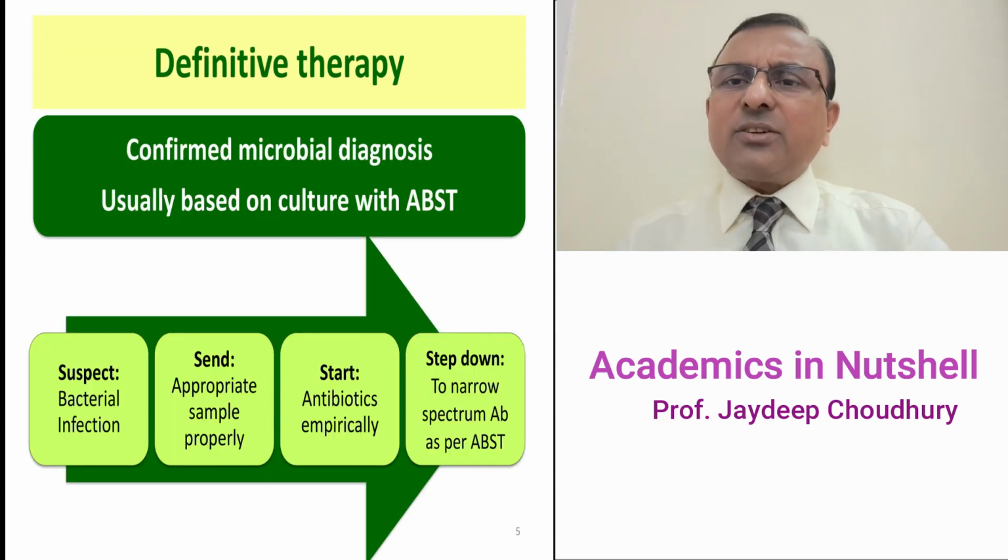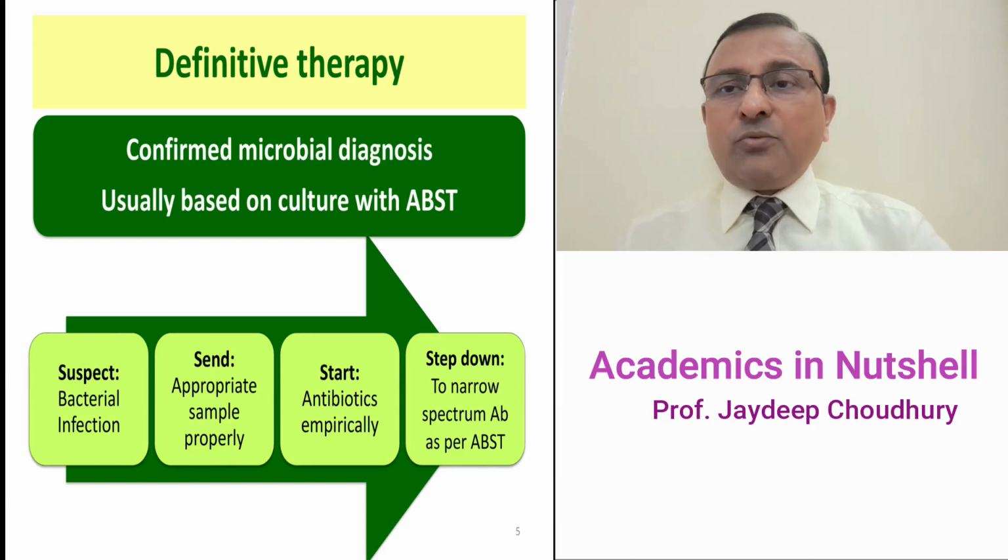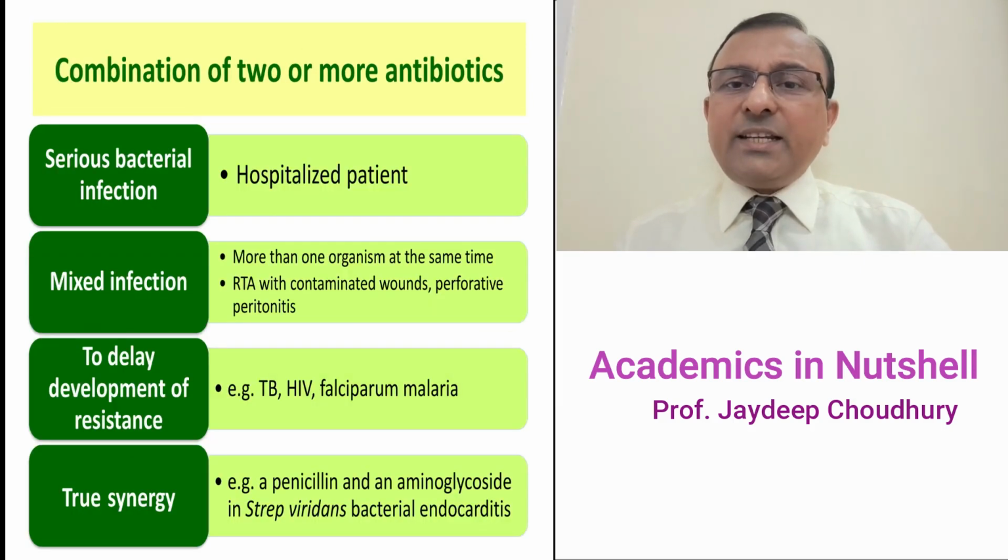So when we decide on a definitive therapy, first we have to confirm the microbiological diagnosis, ideally usually based on culture with antibiotic sensitivity. So first we suspect, then we send for culture, then we start antibiotic empirically, and when we get the sensitivity report, if required, we may step down to a narrower spectrum of antibiotic depending on the sensitivity. Rarely we need to combine two or more antibiotics.